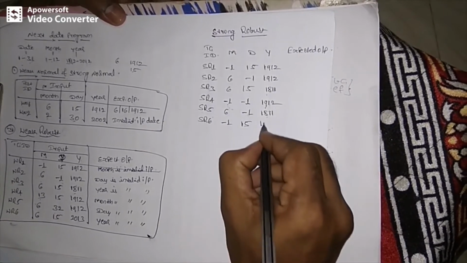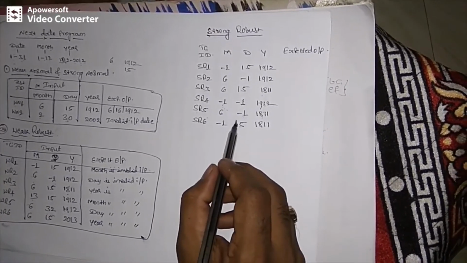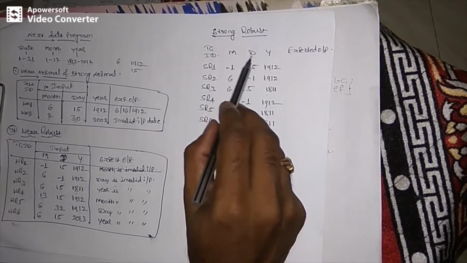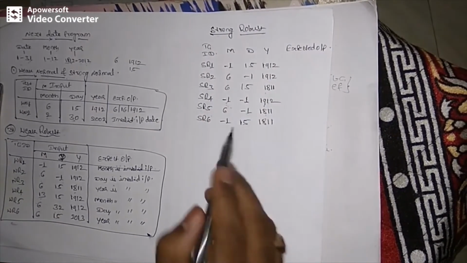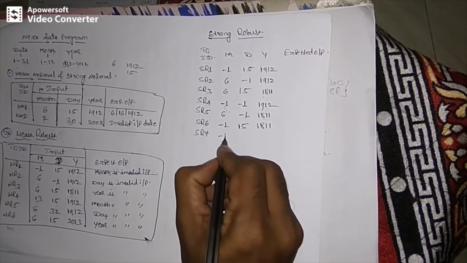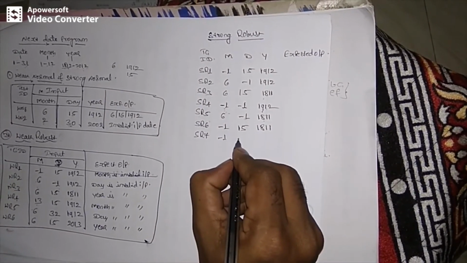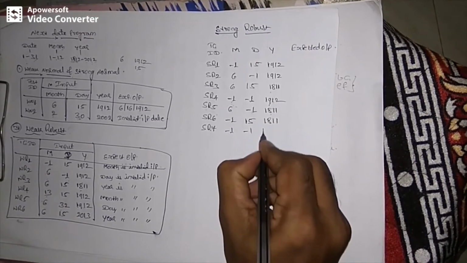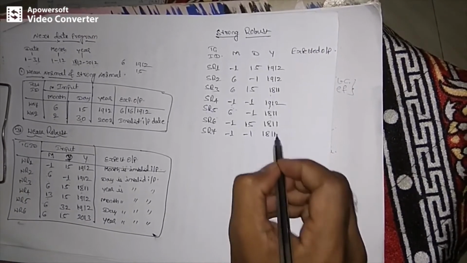-1 1812. Now two inputs will be invalid and one input will be valid. Next, one more test case is there: all the inputs can be invalid. This is the last test case.